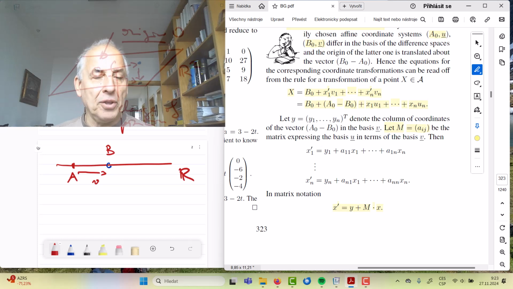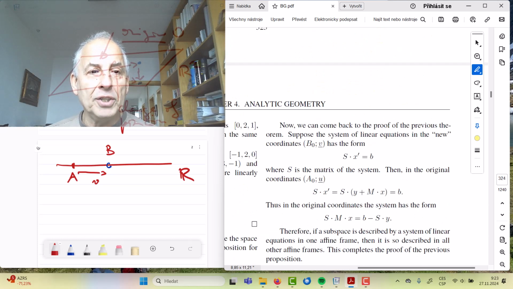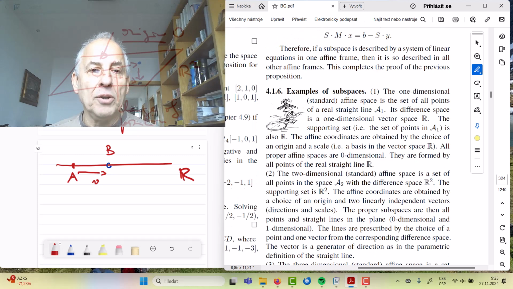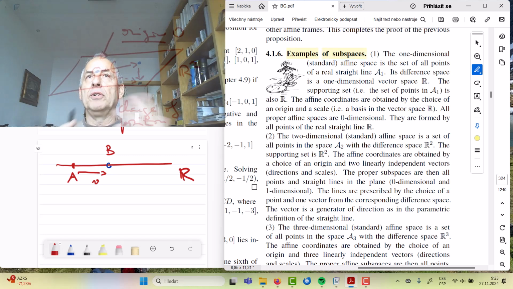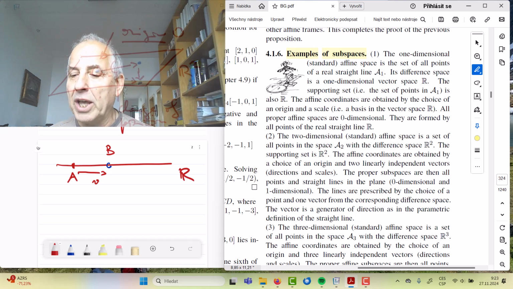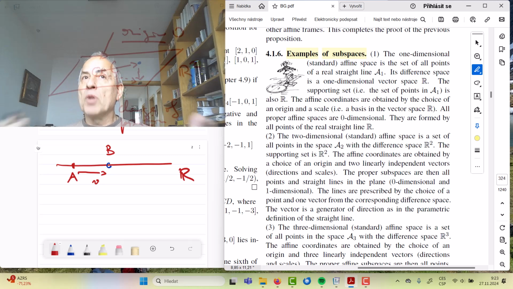That's it, nothing more. So this is very simple. And of course, if you then look at the examples, so how to see the subspaces, then it's very easy. So if you have a one-dimensional affine space like here, then the only subspaces are points, so zero-dimensional subspaces. In two dimensions, it's a plane. The subspaces are the points or lines, because lines are the affine subspaces, it's obvious.